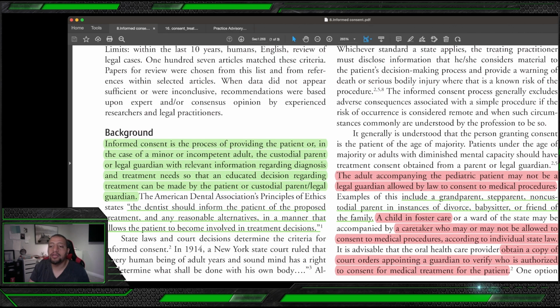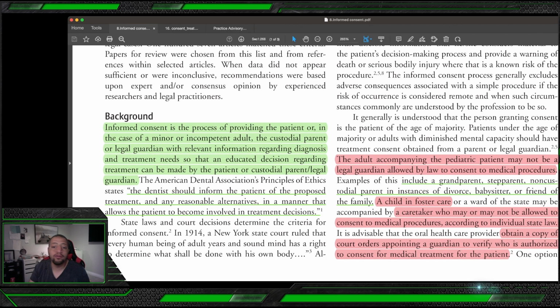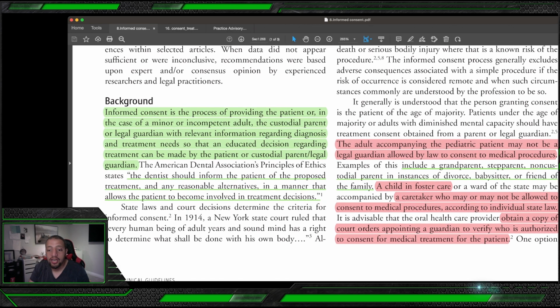Examples of this include grandparents, stepparents, and non-custodial parents in instances of divorce, a babysitter, or a friend of the family. A child in foster care has a caretaker who may or may not be allowed to consent to a medical procedure according to individual state law.